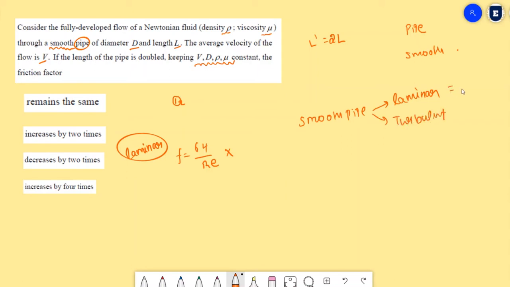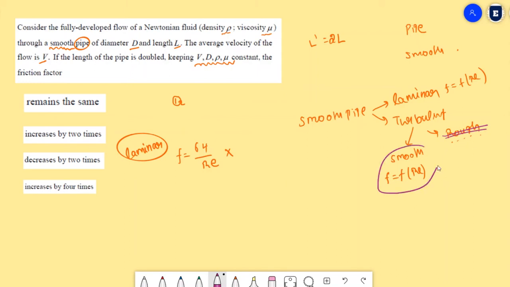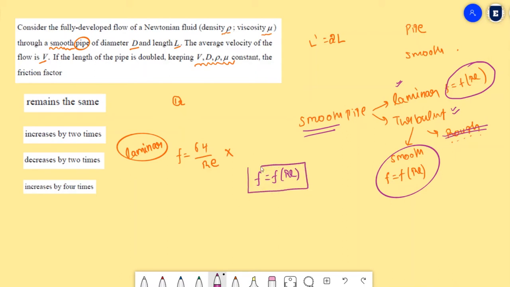Laminar means friction factor is equal to 64 by Re, which means friction factor is a function of Reynolds number alone. Turbulent means two types are there, smooth and rough pipe. If it is a smooth pipe, the friction factor is a function of Reynolds number only. But if it is a rough pipe, it depends on the average height of the roughness. In this question it is not a rough pipe, so it is a smooth pipe only. Either it is laminar flow or turbulent flow. The friction factor depends only on Reynolds number; it does not depend on the average height of the roughness.